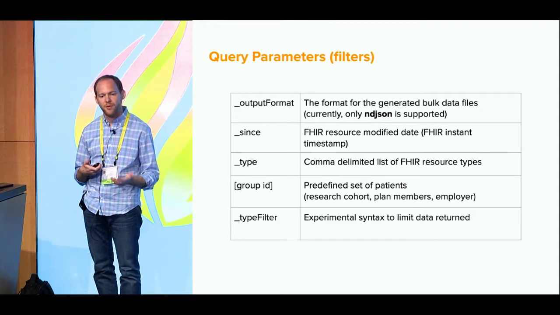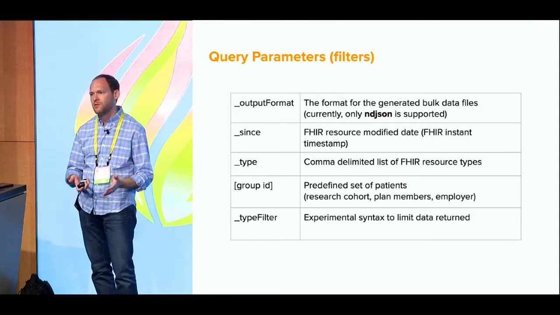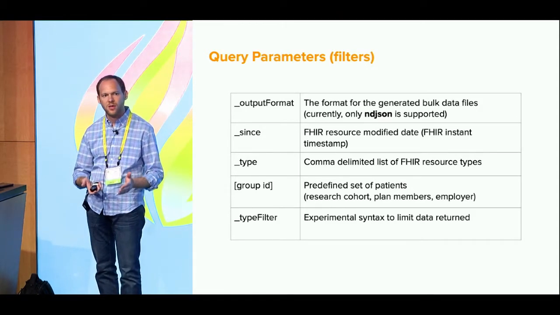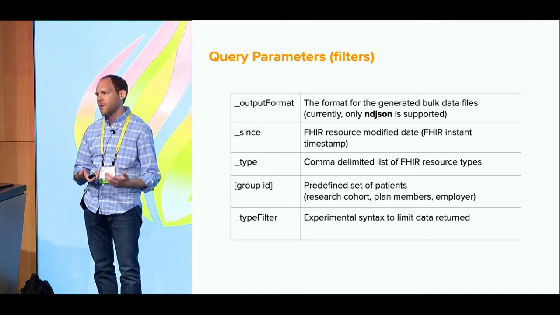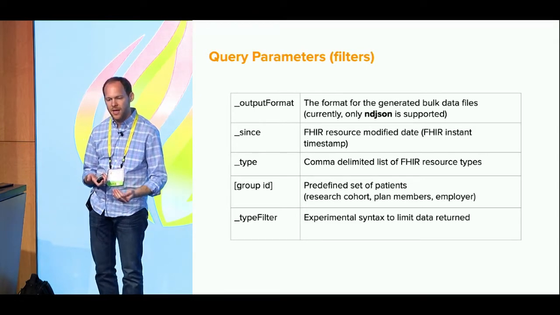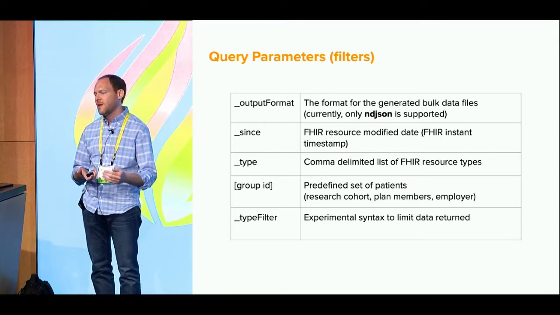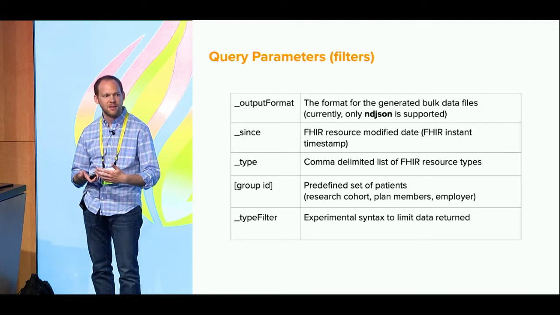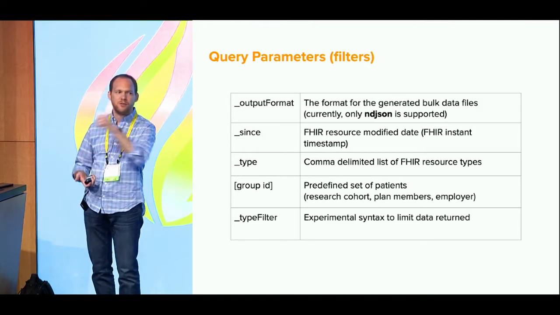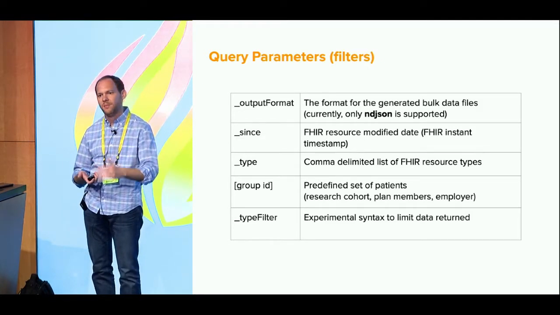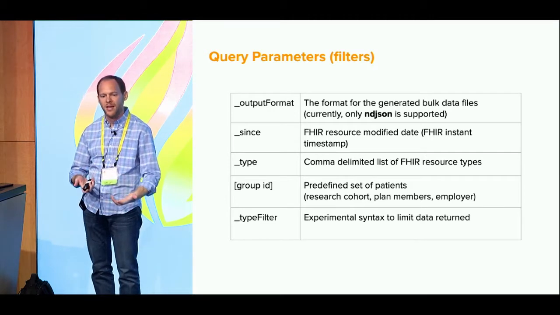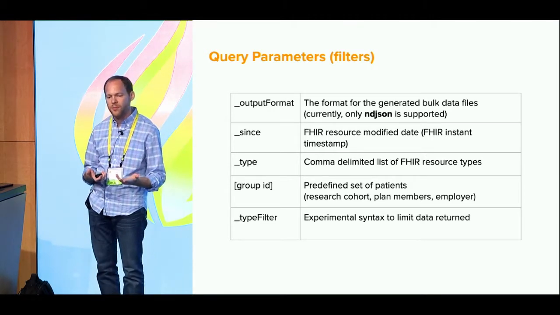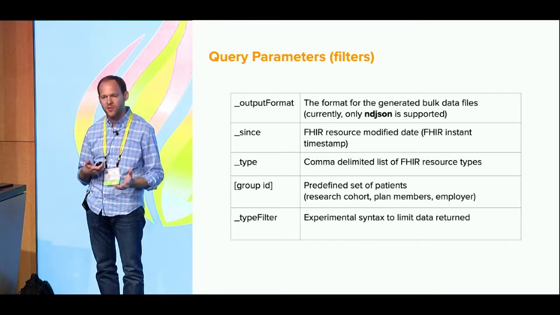We have a since parameter. This is really important, so this lets you do incremental updates. You can say, give me all records that have been modified since a particular timestamp, but no other records. As part of the response, which I'll show you in a minute, the server will tell you the timestamp it used when it generated that data set. So you can use that in your next request, because any data past that timestamp will be data you don't already have.